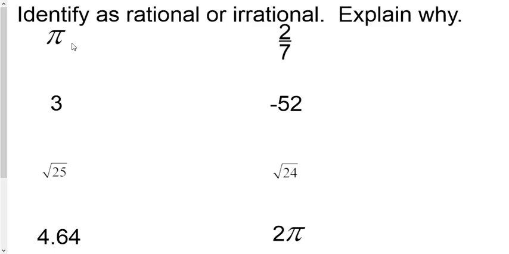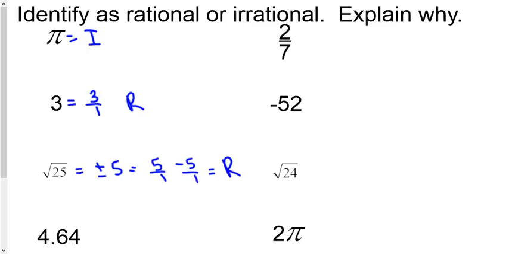All right, look, pi is definitely irrational because we can't make it into a fraction, and it goes on forever without repeating as a decimal. This, we can make it into a fraction, so it's rational. This is positive 5 or negative 5, which we can both make into a fraction. So it is rational. 4.64, we can make that into a fraction. That would become 4 and 64 hundredths. We could simplify that down to 32 fiftieths and then 16 25ths. So there we go, 4 and 16 25ths.